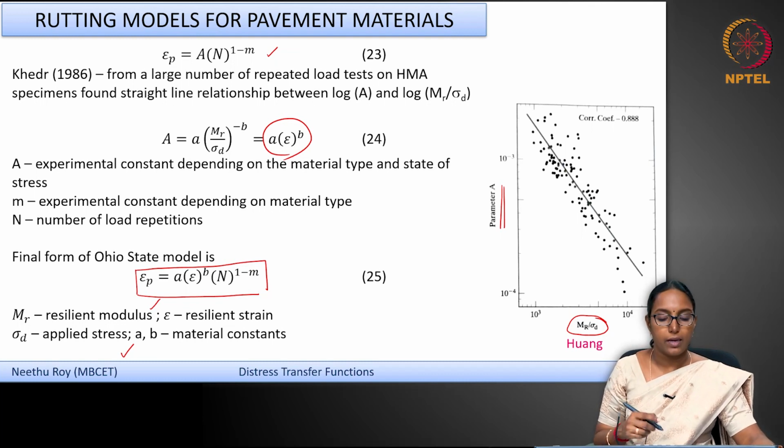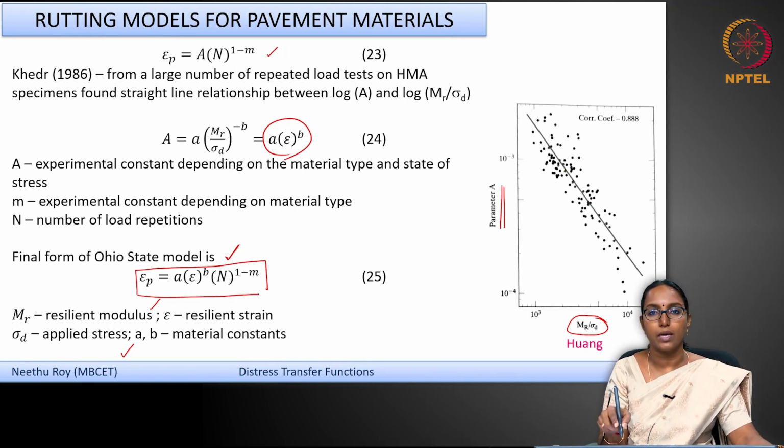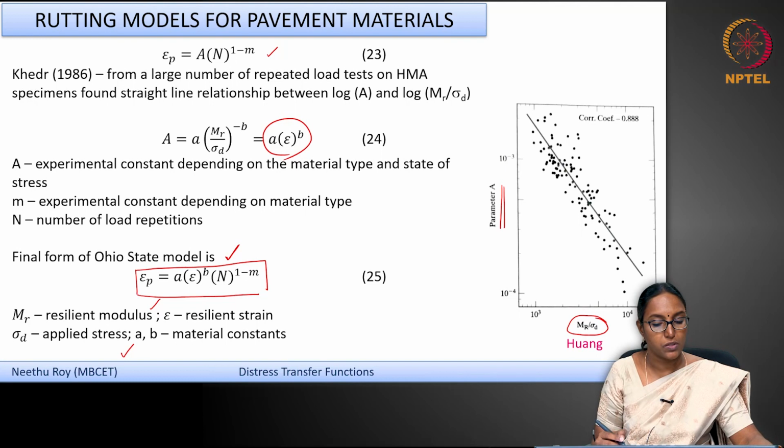Okay, so what is interesting here is that the permanent strain that happens in the material is represented as a function of the elastic strain in the material, or the recoverable strain in the material.